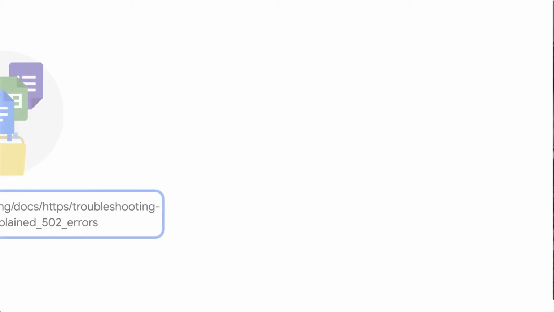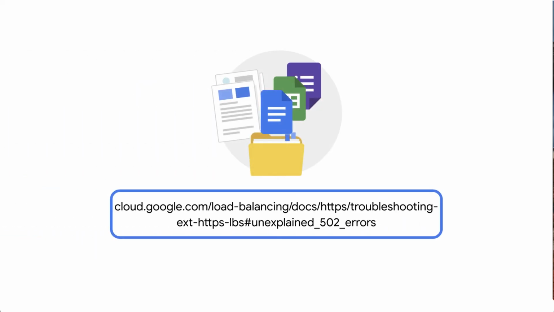To learn more information about the values in the status details field and to troubleshoot and resolve other common issues with Google Cloud External HTTPS load balancers, check out this documentation.